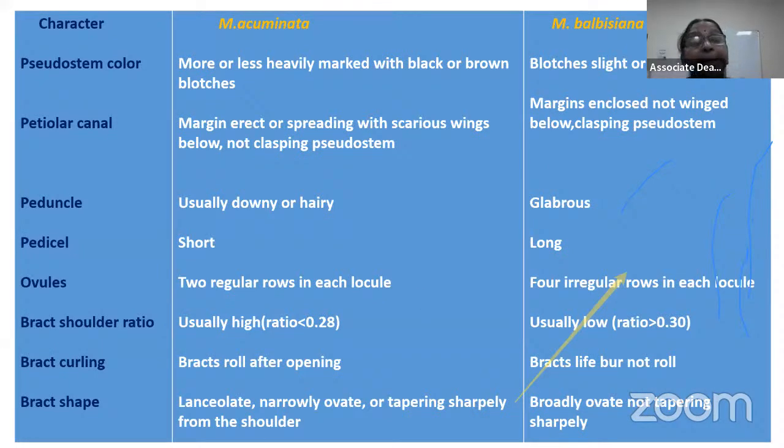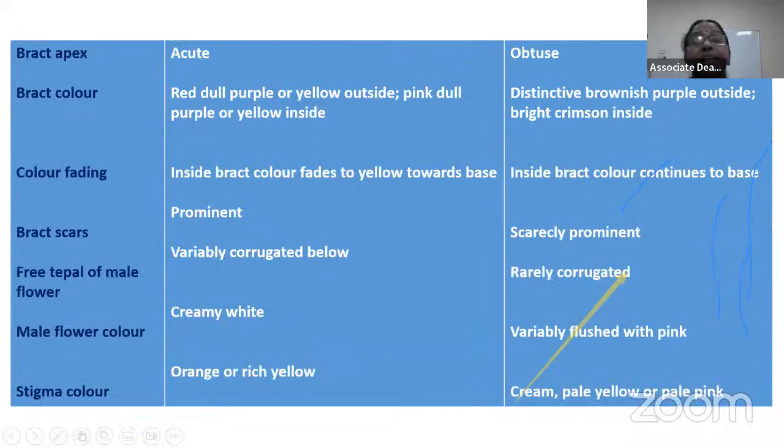And bract apex, how it is generally seen, it is an acute tip. Acute means it will have a short and sharp pointed apex, whereas obtuse means generally it is a blunt or rounded tip on the bract apex.